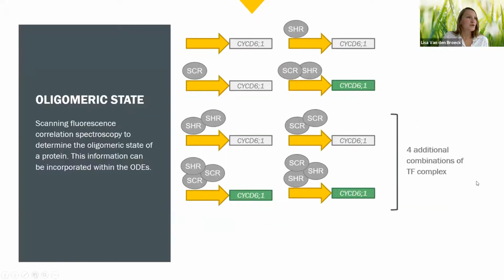And I also just want to show that besides these upstream regulators that we include in the ODEs, we can also include the oligomeric state of the transcriptional complexes that regulate the proteins. So, for example, besides this SHORT-ROOT SCARECROW complex, there are 2 other stoichiometry complexes that can activate the cyclin D6.